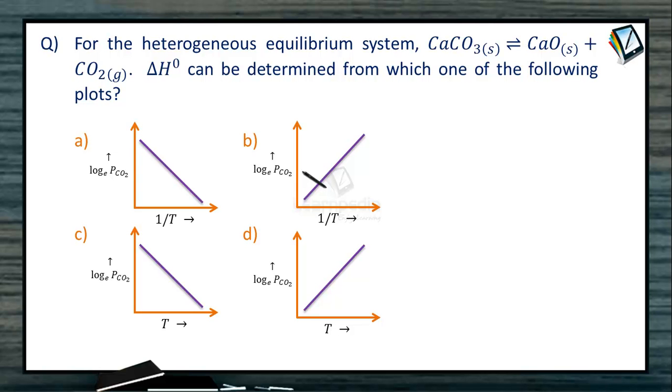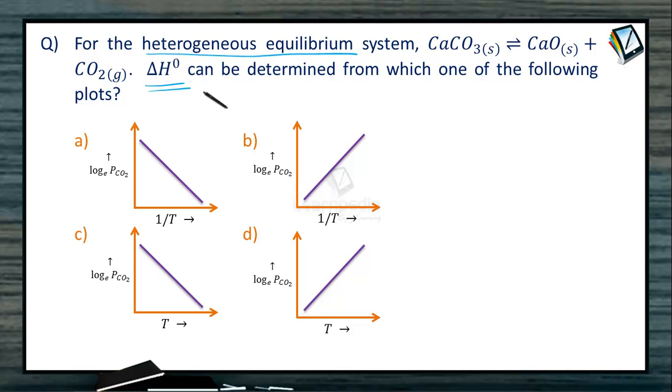Next question. For the heterogeneous equilibrium system, the system is calcium carbonate solid, calcium oxide solid, but carbon dioxide is gas. Here the physical state of the reactants and products in the system is not the same, therefore it is referred to as heterogeneous equilibrium system. Delta H naught, the enthalpy change under standard conditions, can be determined from which one of the following plots.